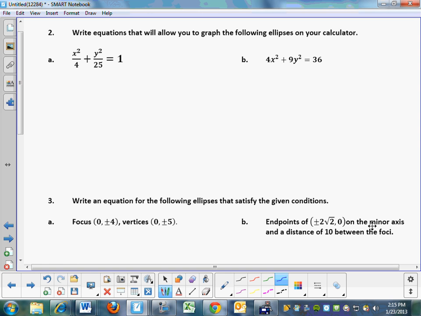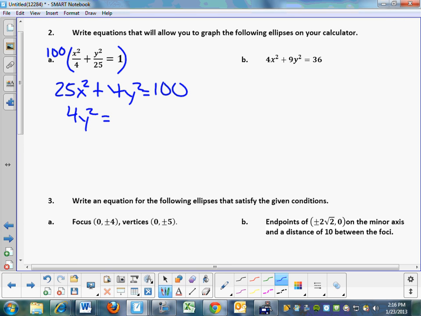So in this problem right now, you can do a number of ways. I'm going to multiply through by 100. Why am I doing that? Because there's a 4 and 25, it will get rid of the fractions in the denominator. So I have 25x squared plus 4y squared is equal to 100. Subtract the 25x squared, so 4y squared equals 100 minus 25x squared. Then what?